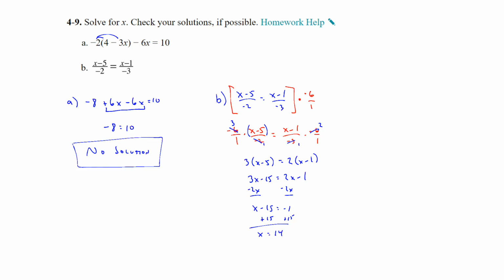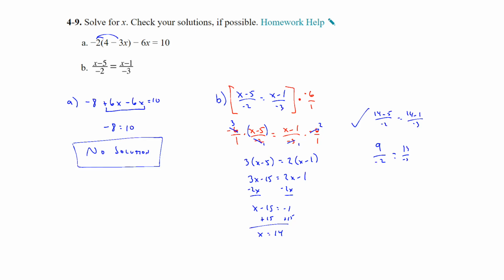Now I want to check my answer to make sure that what I did was correct, so I'm going to take 14 and plug it back in to the original. 14 minus 5 divided by negative 2 should be equivalent to 14 minus 1 divided by negative 3. So 14 minus 5 is 9, so we have 9 divided by negative 2. And 14 minus 1 is 13, so 13 divided by negative 3. So obviously my answer is not correct because these two things are not equivalent. So I need to go back and check to see what mistake I made.